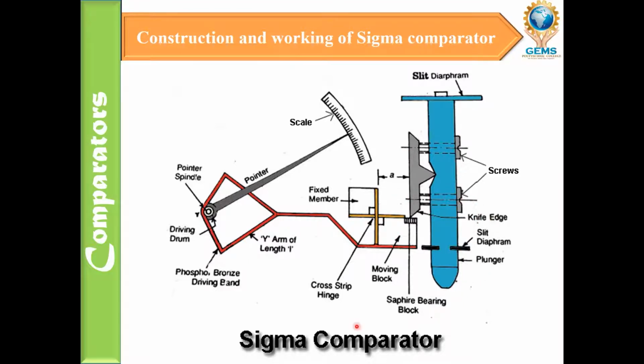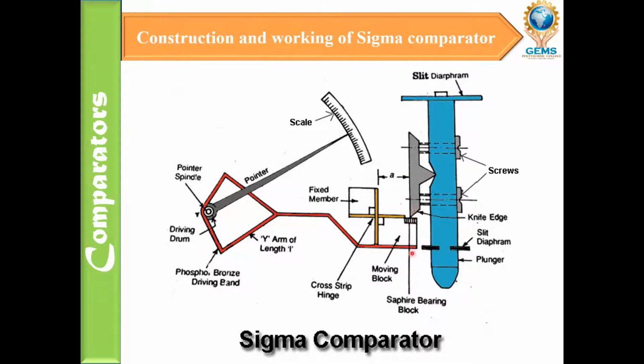If this is the construction, the plunger will be attached to the slit diaphragm. The slit diaphragm will allow the plunger to move freely, and then there is the knife edge follower. This is a knife edge. The knife edge will be used for up and down movement. The knife edge will apply the load acting on the moving block.